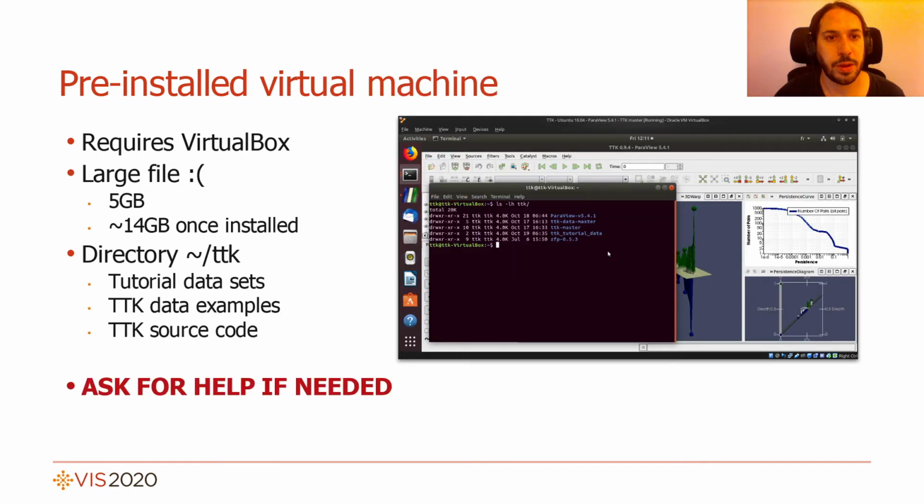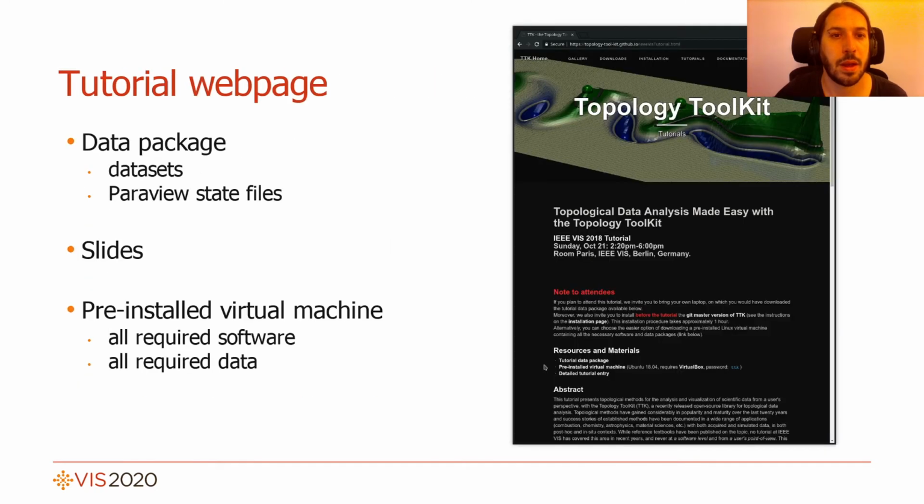The VirtualBox image is a large file, and if you haven't downloaded it already, we strongly recommend that you do it right now. In the virtual system, you'll find in the TTK directory all the necessary data for the hands-on sessions. And if you need help, please don't hesitate to ask us on the tutorial chat. On the tutorial web page itself, you'll also find the data package for the hands-on, which includes data sets and PowerView state files. You'll also find all the remaining material of this tutorial, which includes the actual slides that we're presenting to you, and all the data and software packages.